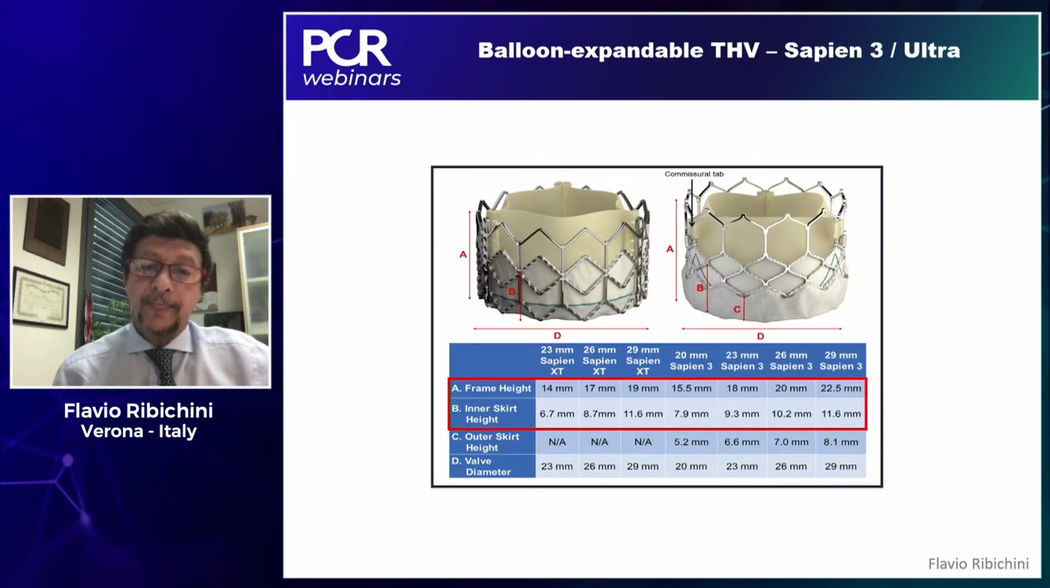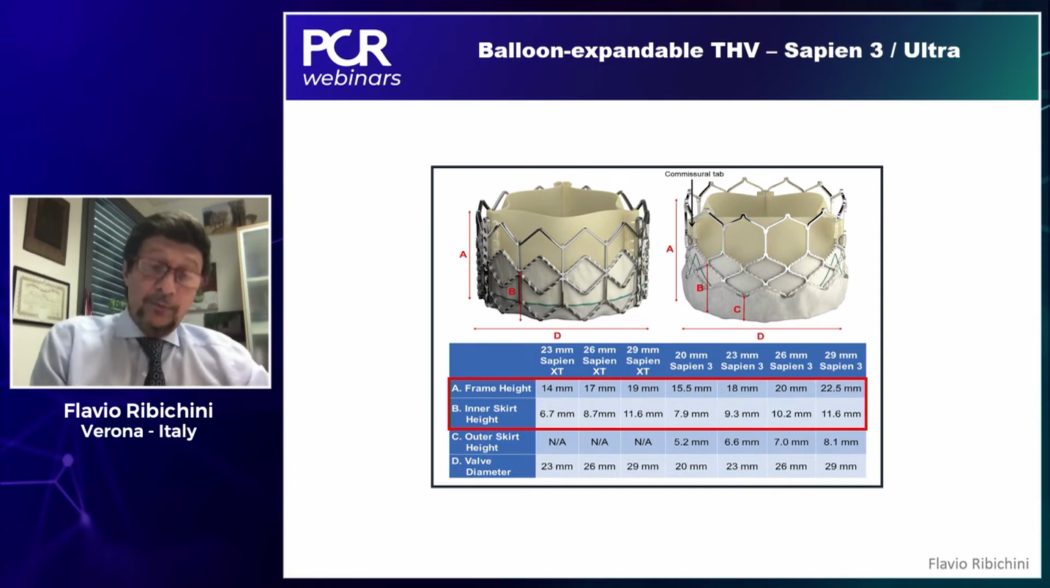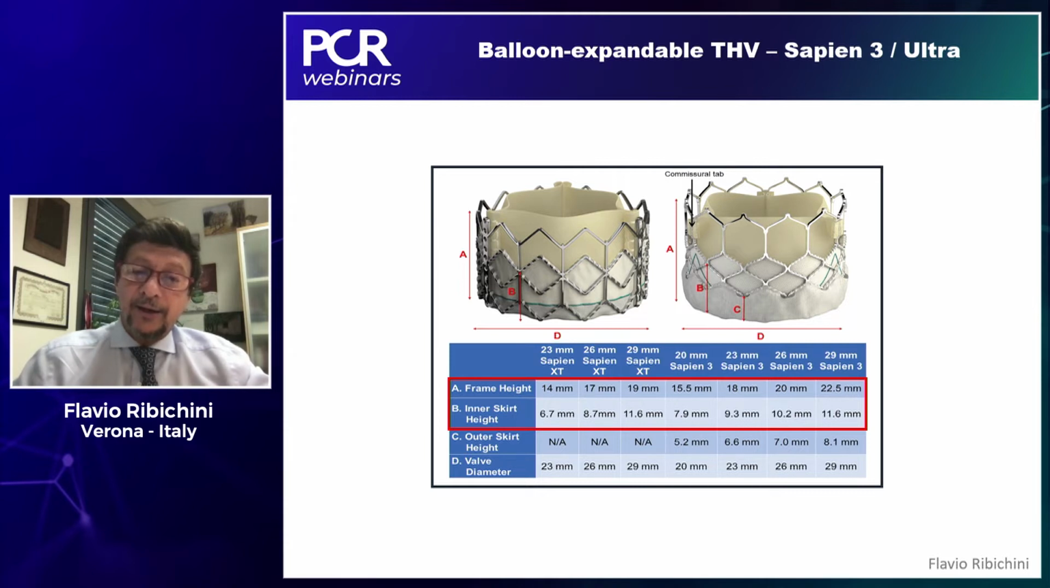Go ahead. This is the Sapien 3 and the Ultra, and you see how clearly you can understand that the origin of your coronaries with a good implantation will be free of this valve because it's much shorter and the tissue is limited to the inferior part of the valve model. Next one. And so this is the valve that can be more easily catheterized. Please go to the next image.